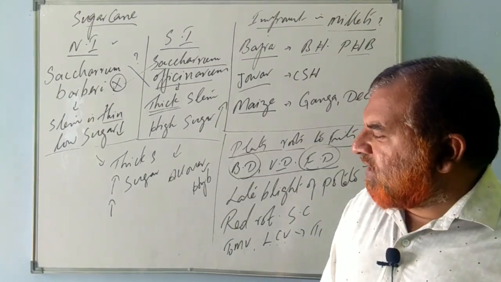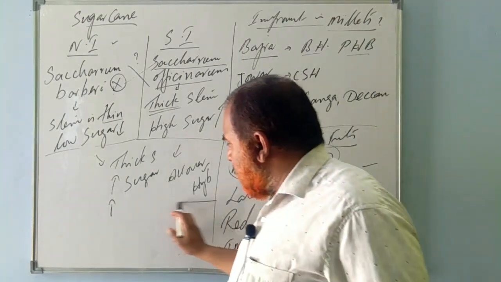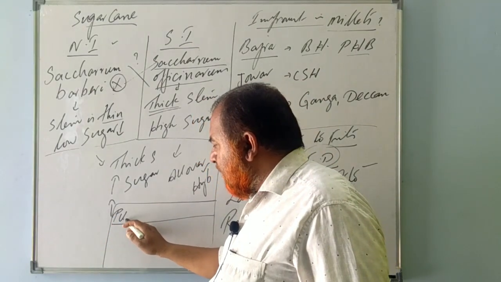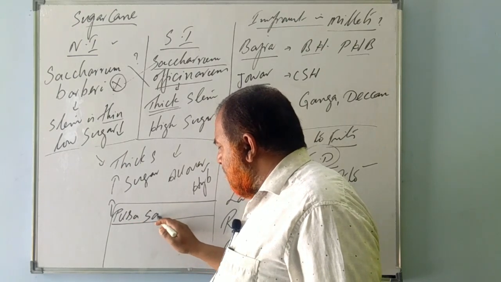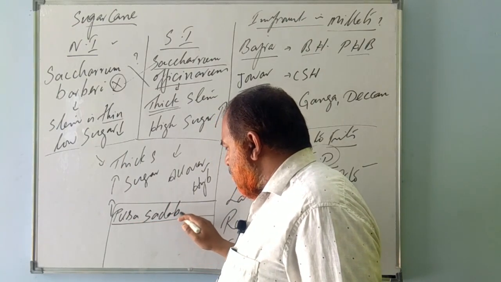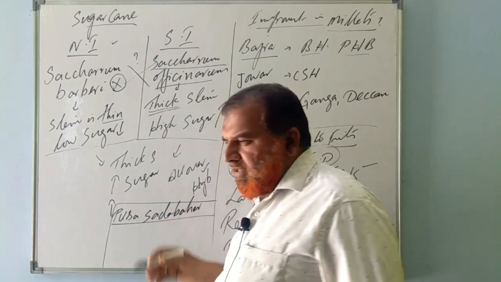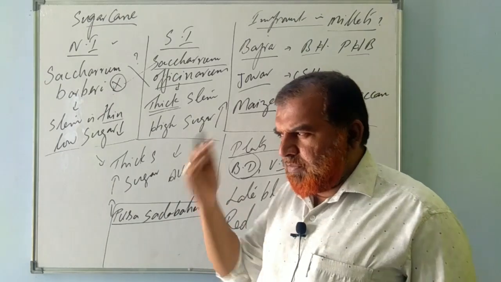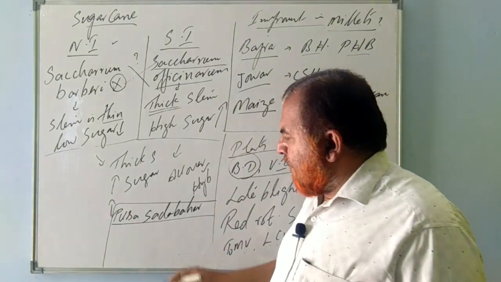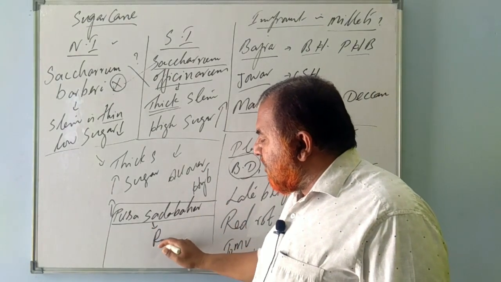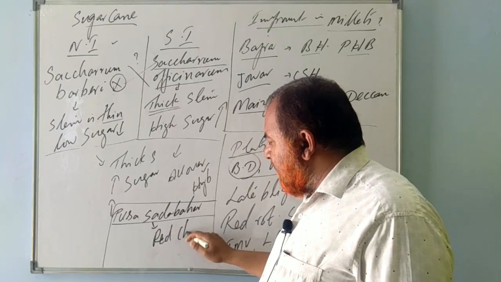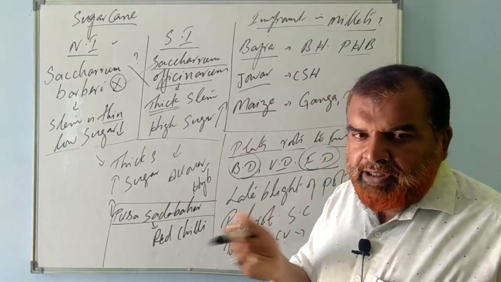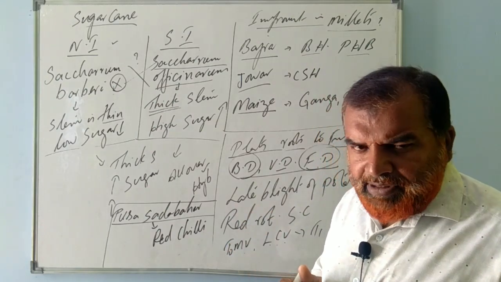Clear? After this, there is extra information given in our study material. A box is given. For example, I will tell you one: Pusa Sadabahar. Many students know, those who know proper Hindi or Urdu, that Sadabahar means forever or evergreen. So this is a hybrid variety of red chili. Now what I mean to tell you is that in that box we have given other hybrids.